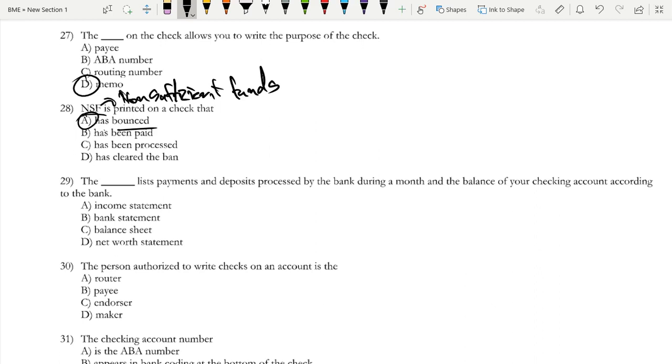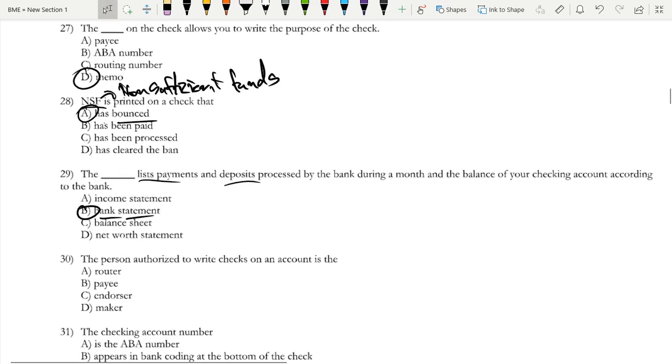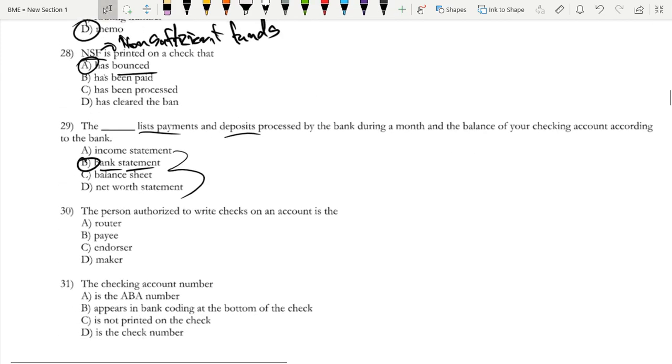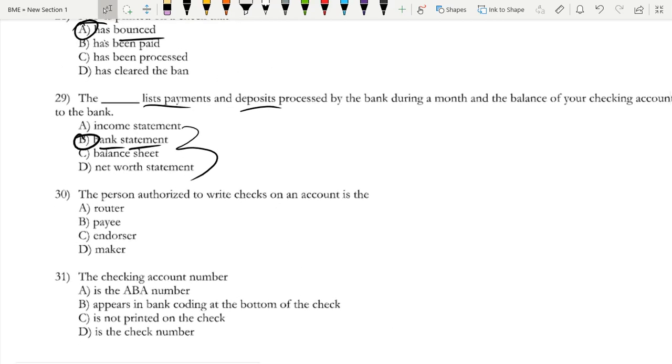Now, question 29. The blank lists payments and deposits processed by the bank during a month and the balance of your checking account according to the bank. This one, just from the word itself, is quite simple. This is a bank statement, right? The bank is giving you a statement listing payments, deposits, etc. Just think of it like that. We cover all of these statements in a Quizlet that will very soon be on our website. The person authorized to write checks on an account is, again, the one who's actually paying the money, that's the maker.